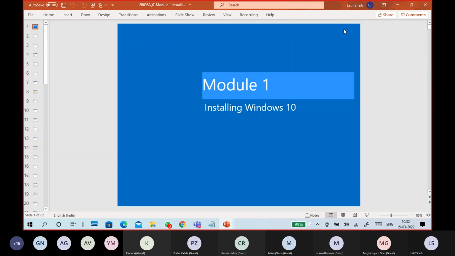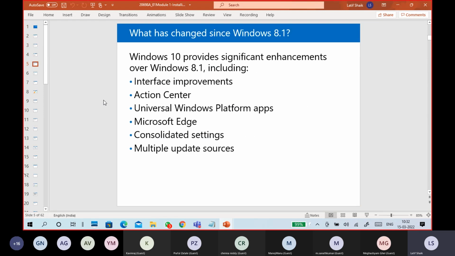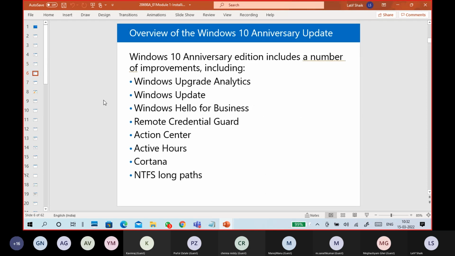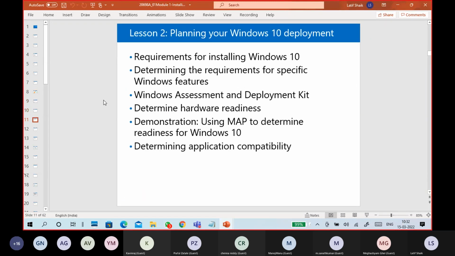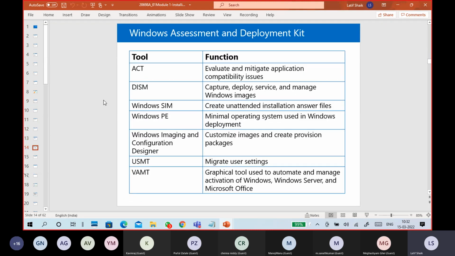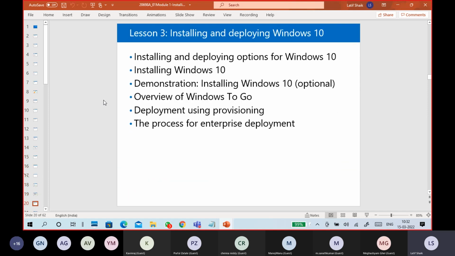Here you can see what Windows 10 is, the features of Windows 10, and the feature differences between 8.1 and Windows 10. Windows 10 Anniversary editions. It's a very old PPT from Microsoft. These are the different editions. Minimum requirements, hardware specification for the features. This is not required.